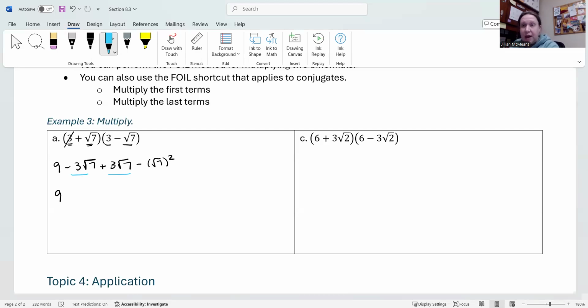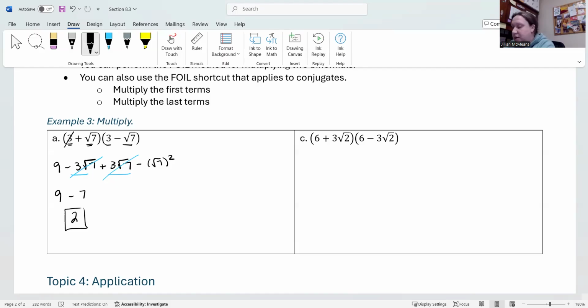They're like terms. So we want to add the coefficient part, that constant factor, that non-radical factor. We can add or subtract those and then just tack on the square root of 7. Well, negative 3 plus 3 is 0. So we really have 0 square roots of 7. And that's always going to happen when you multiply conjugates. Those middle terms always cancel to become 0. So now we're left with negative square root 7 squared. Well, the square root and the exponent of 2 undo each other. So we're just left with 7. So we get 9 minus 7 is 2. And there you have it. That's it. That's multiplying conjugate pairs.